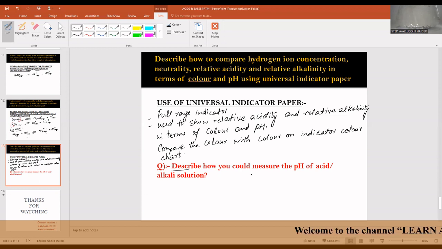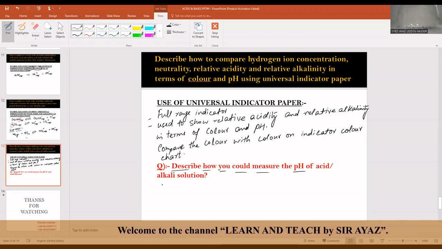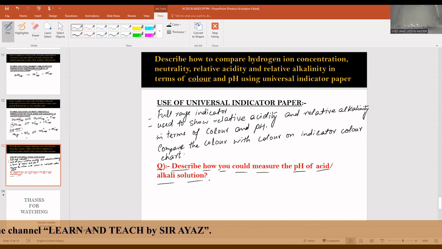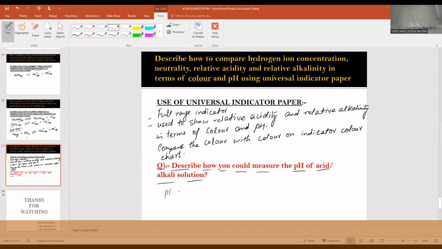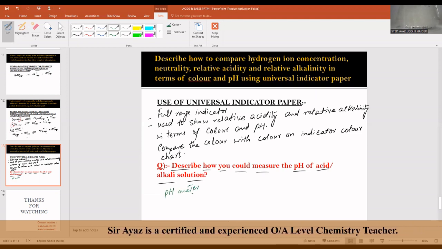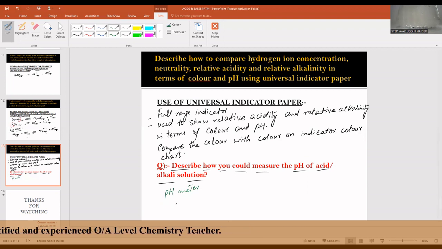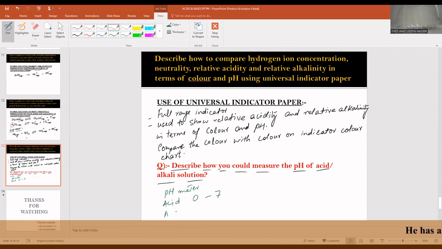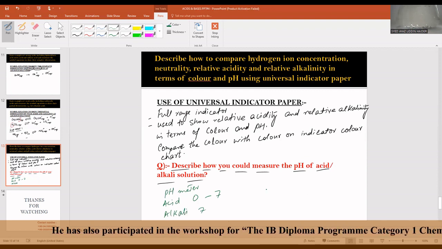Describe how you could measure the pH of acid and alkali solution. It's very easy. For this purpose, we use a pH meter. A pH meter is an instrument used to measure the pH of an acid. For acid, the pH will be between 0 to 7. For alkali, it should be between 7 to 14. 7 is neutral.